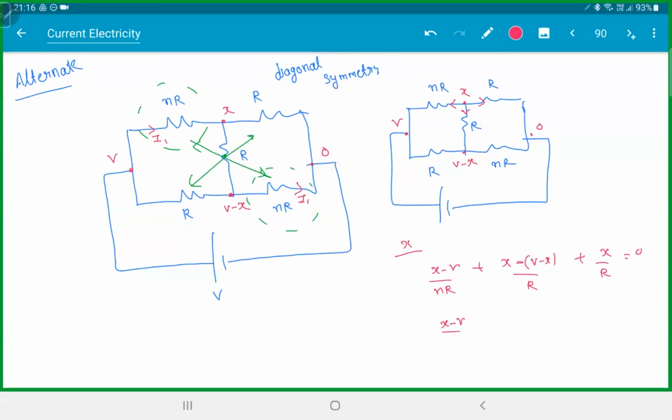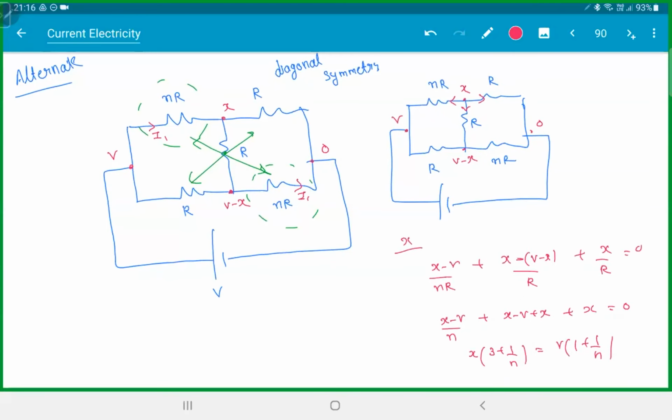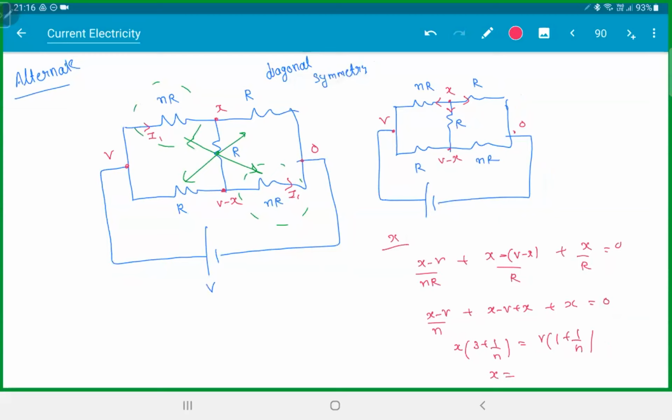This will be (X minus V) by N plus X minus V plus X plus X. Bring all X to one side. That would be X into (3 plus 1 by n) is equal to V into (1 plus n). That's your X value. This is a much faster way compared to the previous one. If you use diagonal symmetry, you get it in one equation. Once you get X value, you can find the current in the branches and you can finish it off.